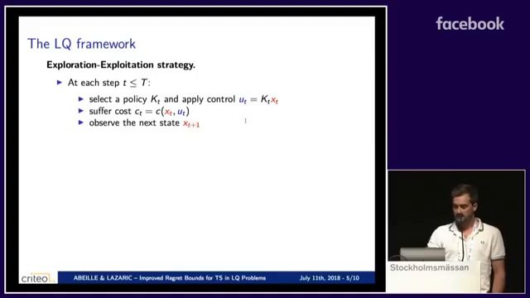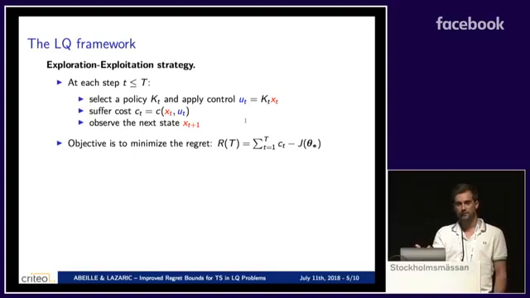At each time step, you have to select a policy, a control matrix K_t, based on what you know about the system. The objective is to minimize the cost of the trajectory, or equivalently, to minimize the regret. Here, the regret is the difference between the cost that we suffer by following this sequence of policies K_t, and the optimal average cost that we would have suffered by following the unknown true optimal policy K star. The objective of this work is to provide some theoretical guarantee for the regret suffered by the Thompson sampling algorithm. This is what we would like to target.